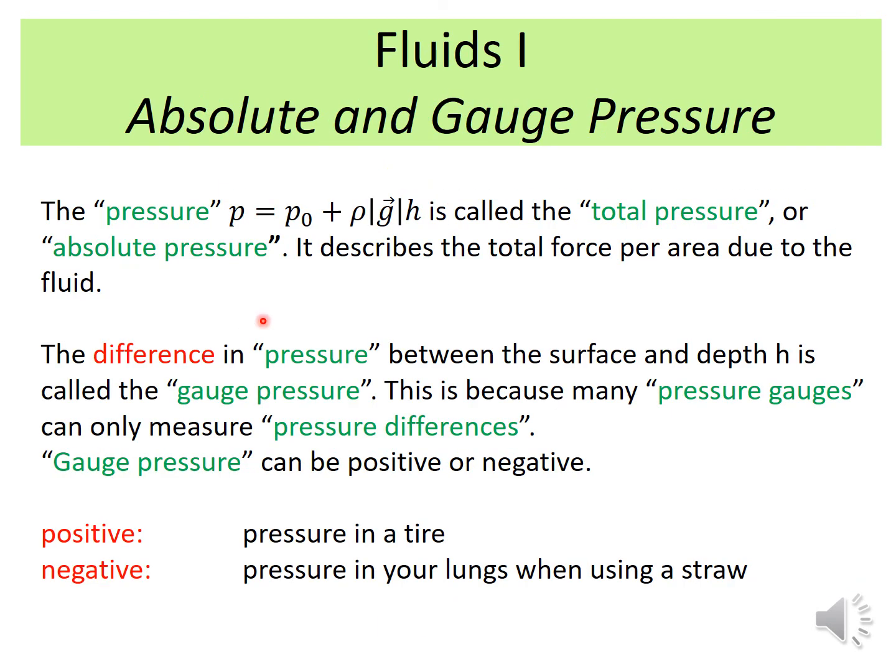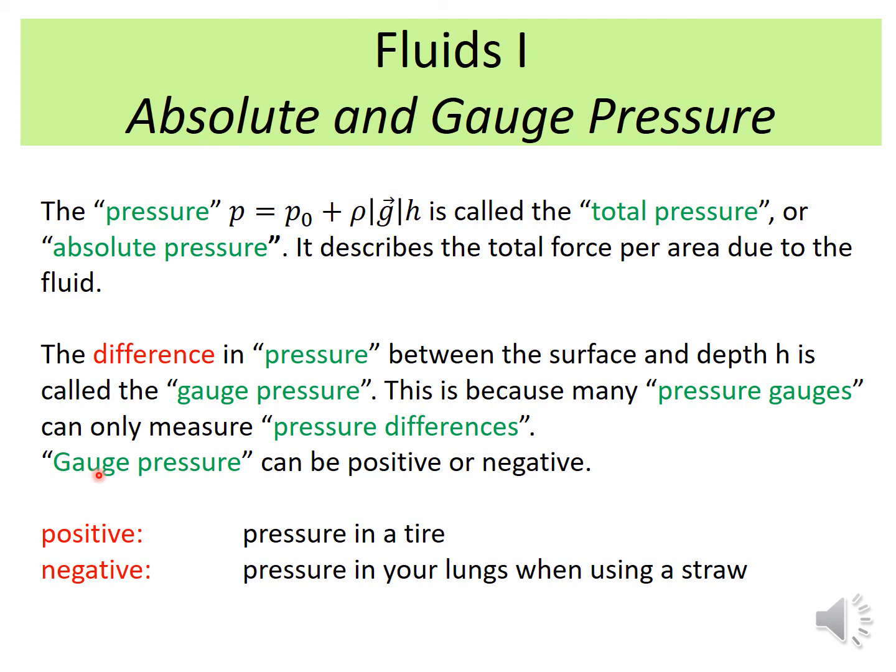Okay, now, when we talk about pressures, we also have to talk about whether this is the total pressure, so the absolute pressure, or whether this is a gauge pressure. The gauge pressure is something where you measure the pressures, and many of these pressure gauges only measure pressure differences. So it's not the absolute pressure which is actually there, it's the difference between the pressure which is available and, for instance, an atmospheric pressure.